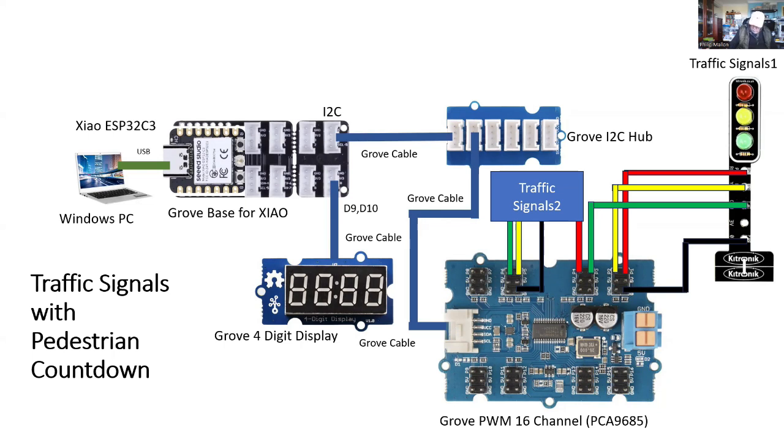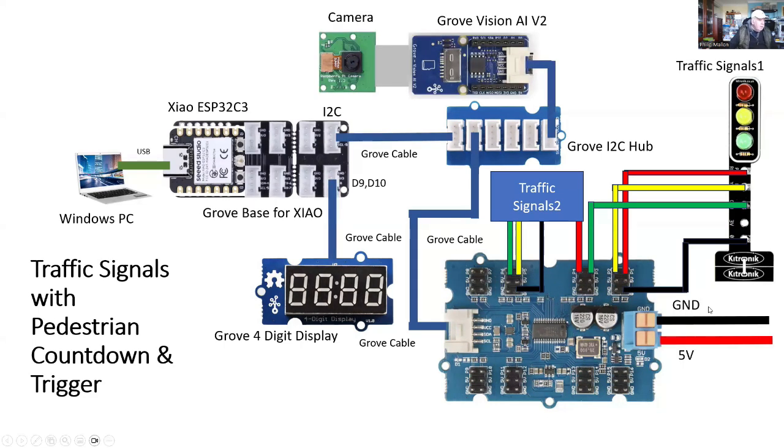And the other unit that we add to our Grove hub is the Grove Vision AI. Right on top here, you can see the Raspberry Pi camera connected by a ribbon cable to the Grove Vision AI, and that's connected to the Grove I2C hub. And that software is controlled by the Xiao ESP computer.